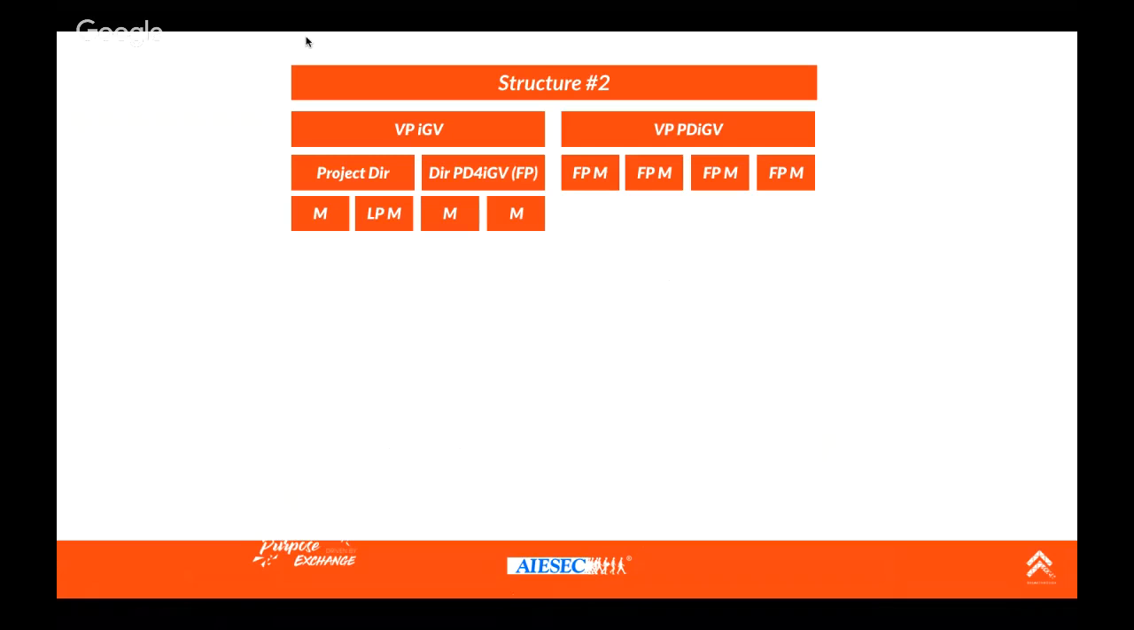So in the middle of 2018, two different structures happened after all the obstacles they faced with structure one. There's a VP IGV, and then there's a project director and a director of PD4iGV. Another scenario is that because a lot of the middle layer or the VP dropped out, they will have an acting VP, or they only have a director who straight away recruits new members for the department, which is why they are having this type of structure to start their semester too.